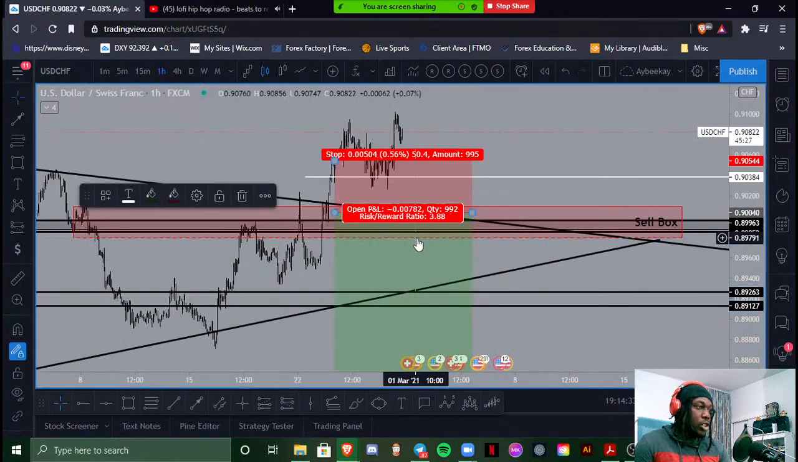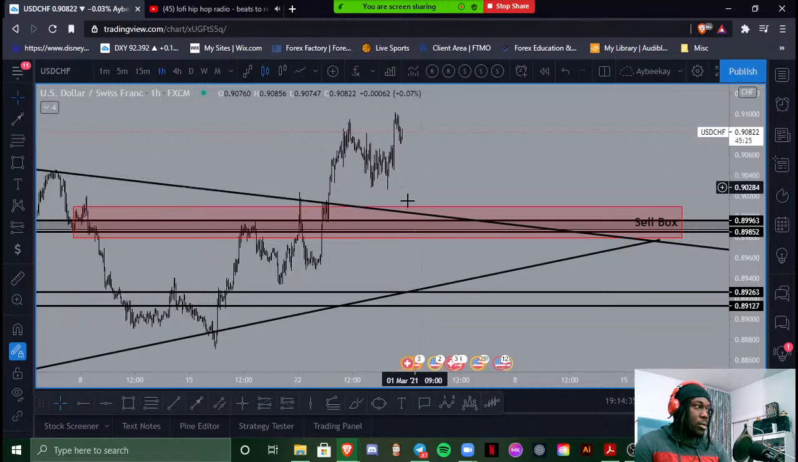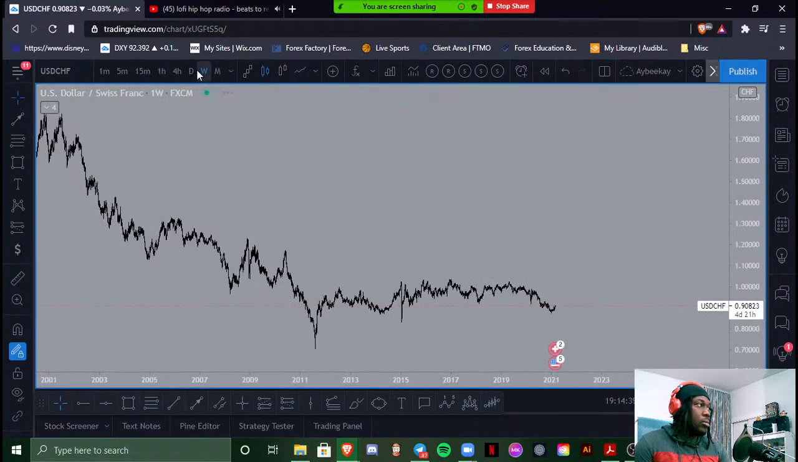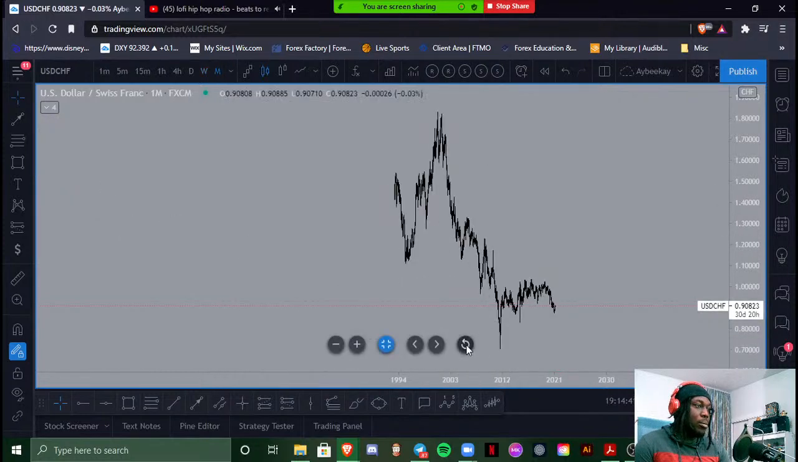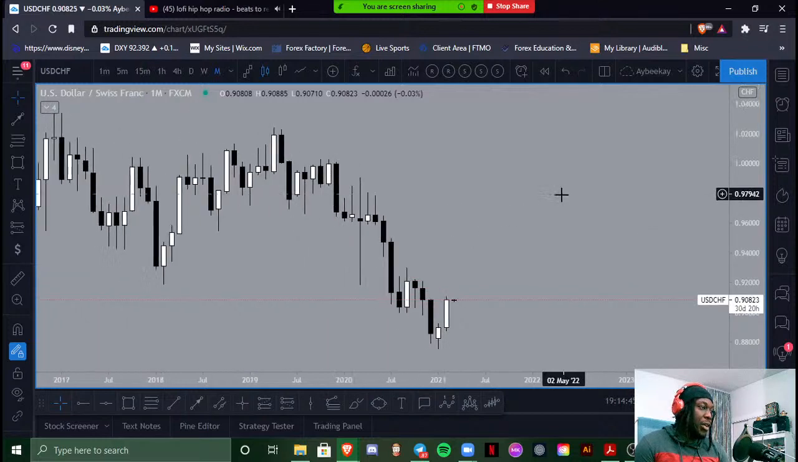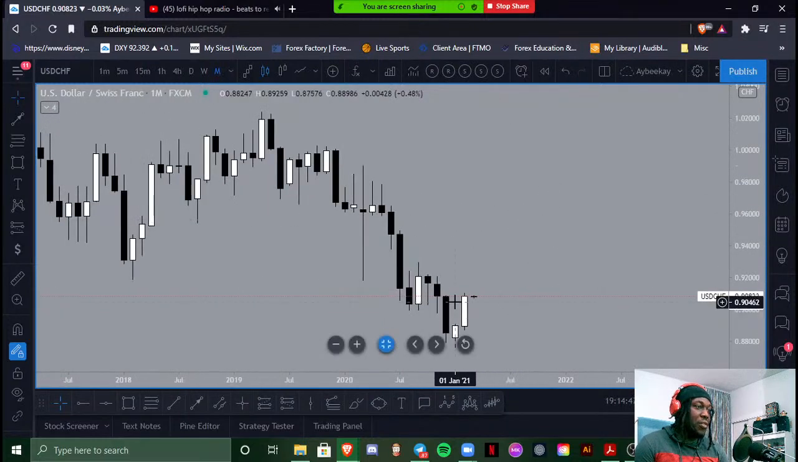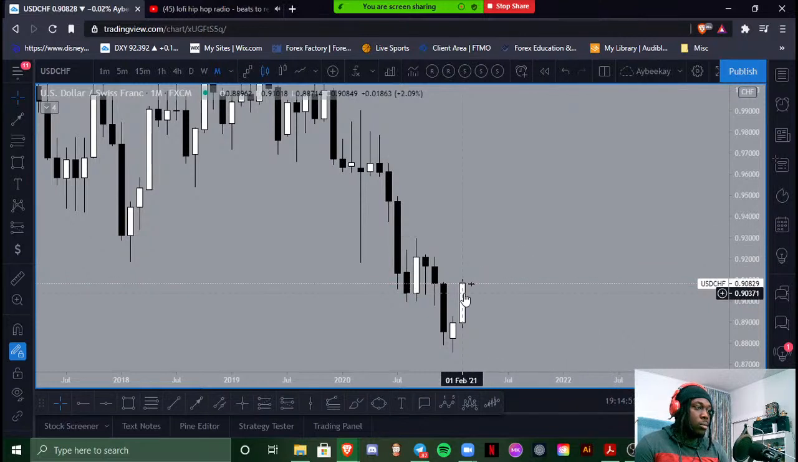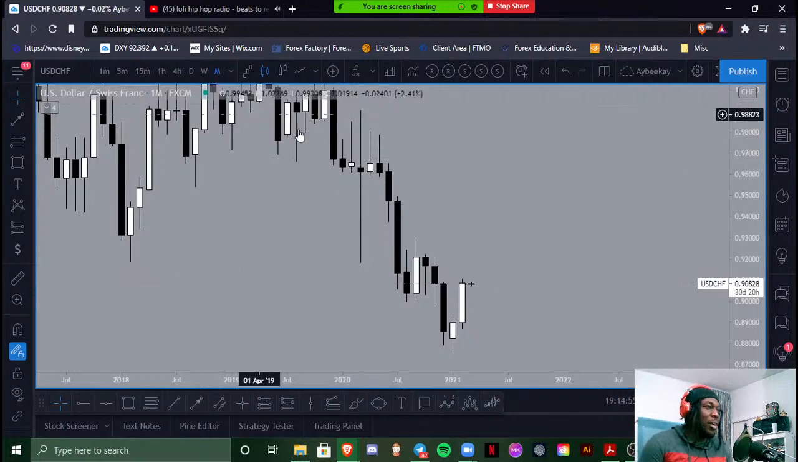And so let me get rid of this. Let me get rid of all of this actually. Monthly time frame. This is still extremely bearish, like extremely bearish. It didn't even give us a monthly engulfing candle. I don't know why it took me a while to think about engulfing.